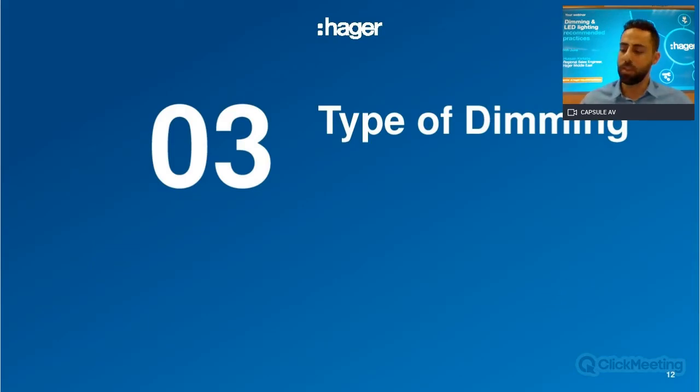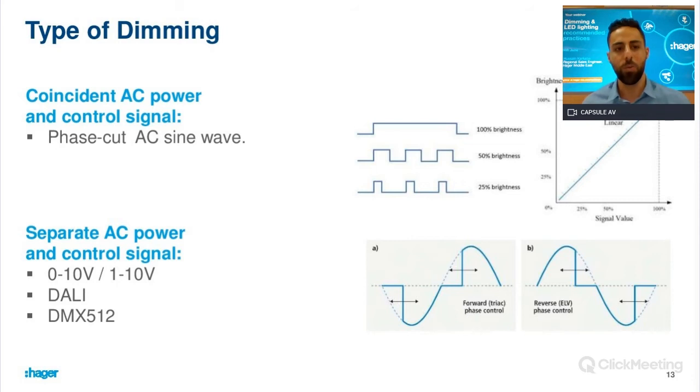Types of dimming. This is an interesting part. It will be a little bit technical. Okay, just to give you two categories of dimming. We have the coincident AC power and control signal, where we only have the power line, like line and neutral. We don't have any separate control cable or control wires. And we have the other category, which is the separate AC power and control signal, like the 1 to 10V, the DALI and the DMX and others. So we will start with the first one, which is the phase cut.